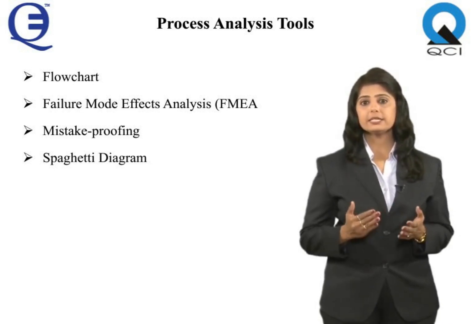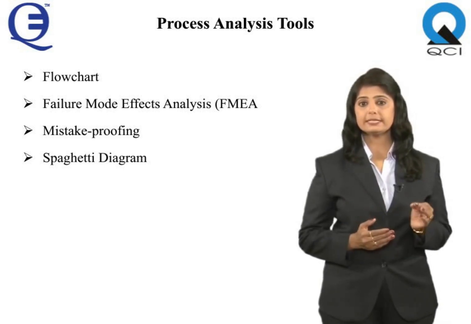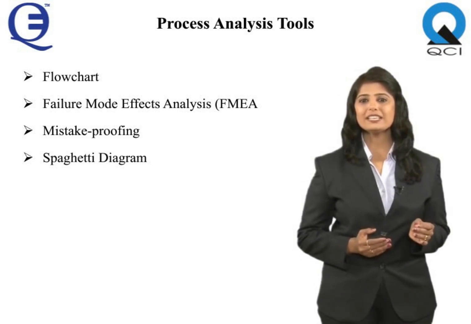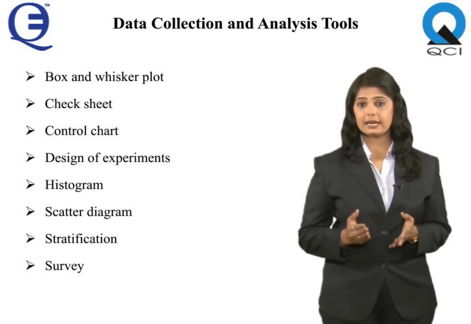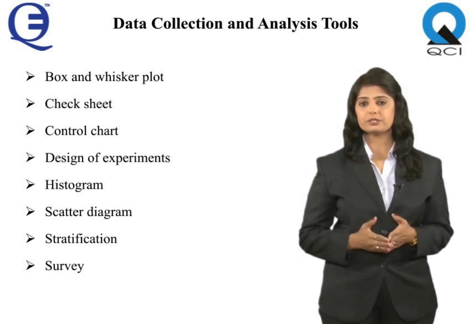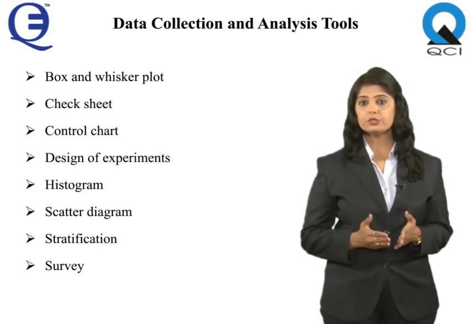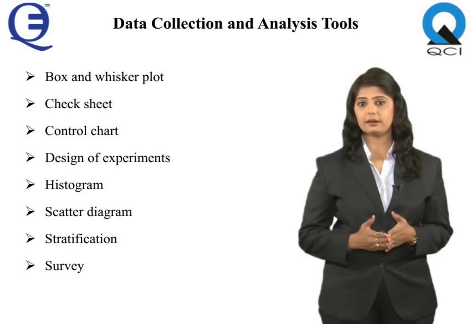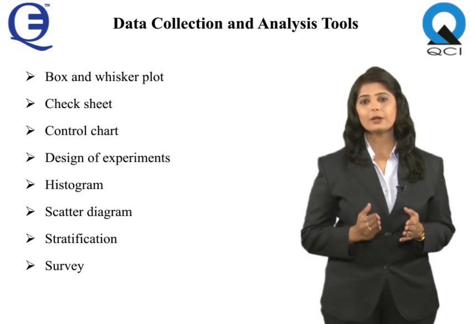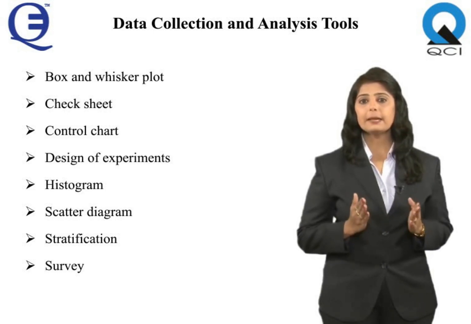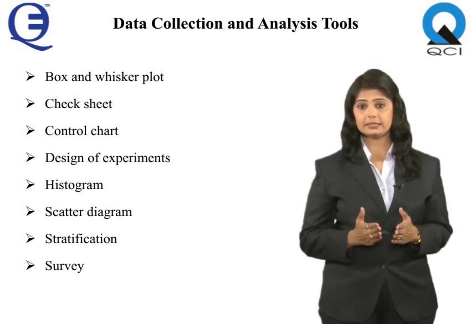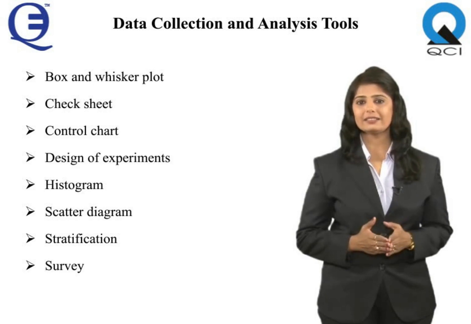4. Spaghetti diagram. It is used to identify redundancies in the workflow and opportunities for process improvement. Sixth, data collection and analysis tools. These tools can be used to collect or analyze data. 1. Box and whisker plot. It is a convenient way of graphically depicting groups of numerical data through their quartiles.